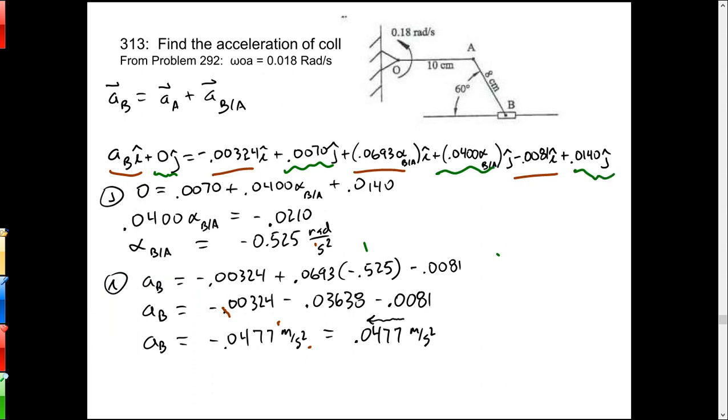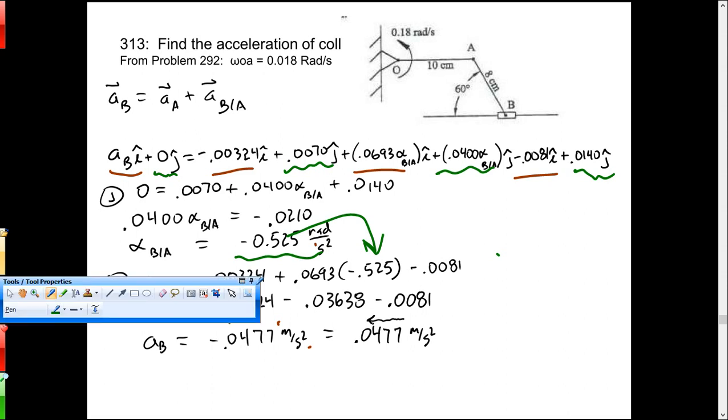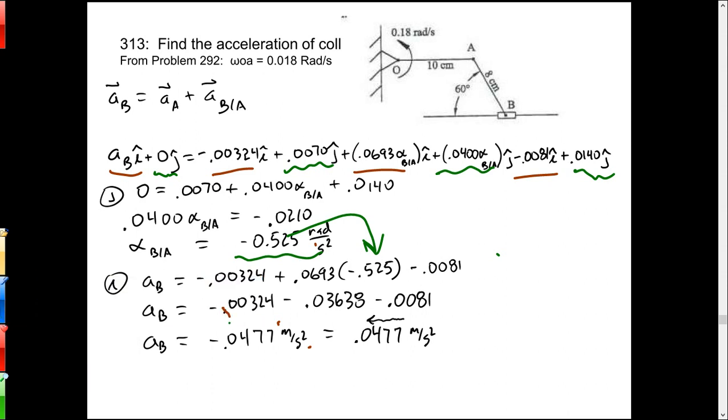So I do the J's first, and I find alpha, it's negative 0.525. I just take that as is, plug it into the I equation, and then I can go ahead and solve for A sub B. It's negative 0.0447 meters per second squared. We doing all right with that? Any questions?